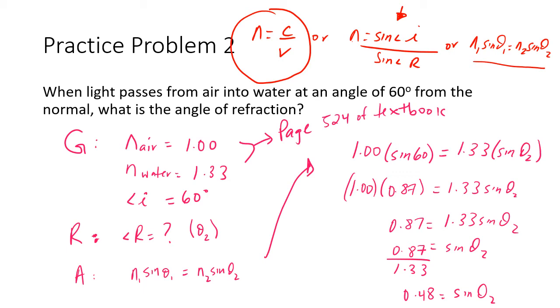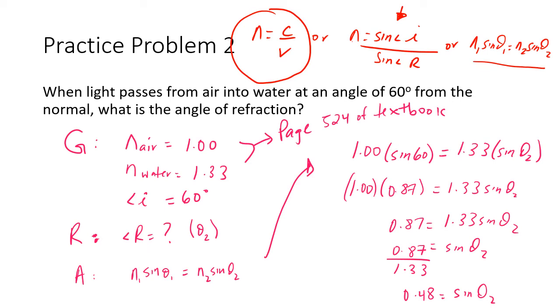But I can use my last equation using the chart on page 524 of your textbook. That chart gives you the index of refraction for various media. By looking at it, I know that the index of refraction of air is 1.00, and the index of refraction of water is 1.33.